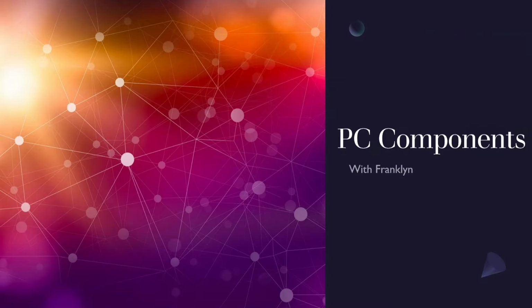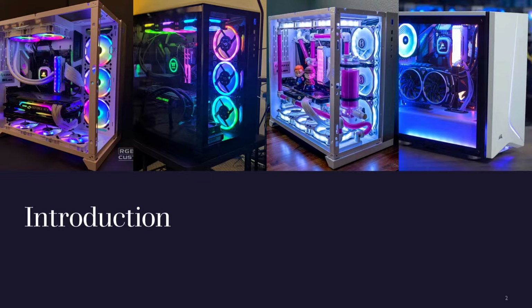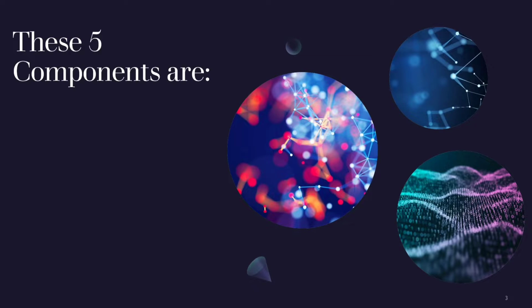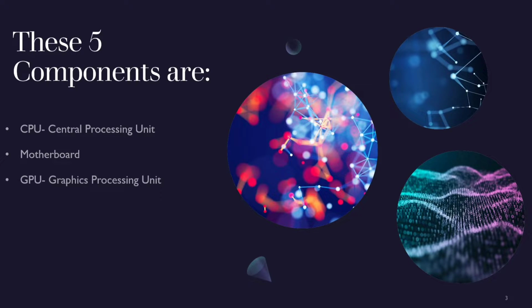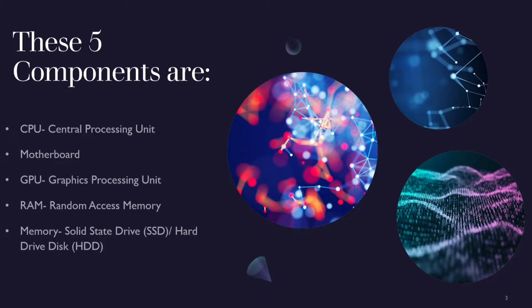As some of you may know, there are 5 main components towards building a PC. These 5 components are the CPU, the motherboard, the GPU, the RAM, or memory, and storage such as the solid state drive or the hard disk drive.